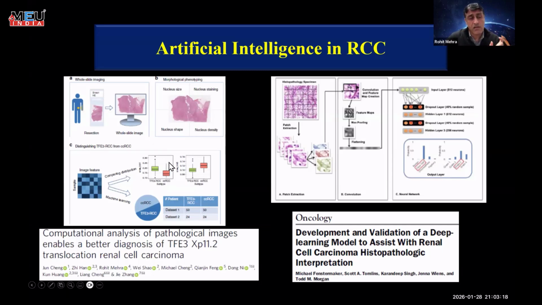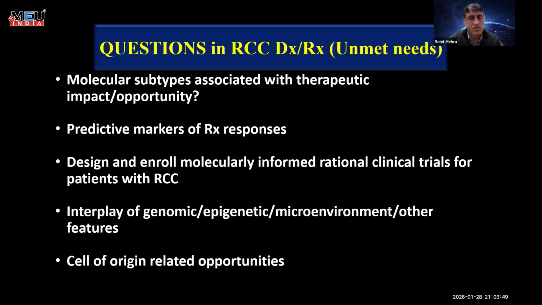And this AI algorithm was so powerful that all we needed were H&E images and this AI algorithm, without any molecular testing, to faithfully distinguish between these two different renal cell carcinoma subtypes, which were the high-grade RCC and the TFE3 rearranged RCC. So please visit this remarkable study when you can. And in this study by my clinical colleagues at University of Michigan, also similar AI-based algorithms have now been utilized to distinguish between different renal cell carcinoma subtypes.